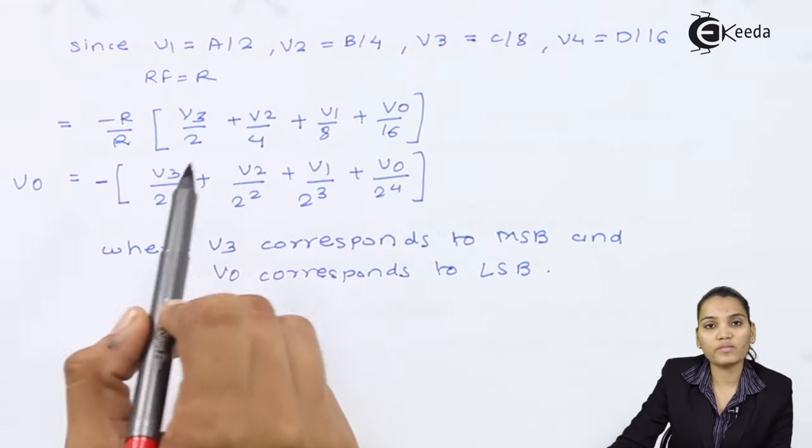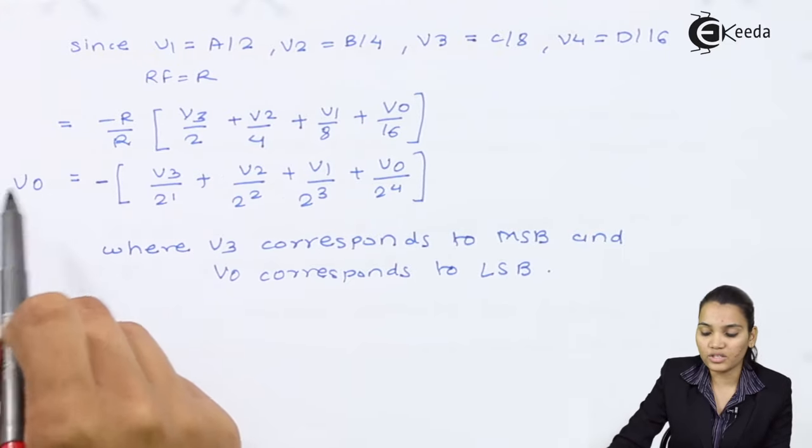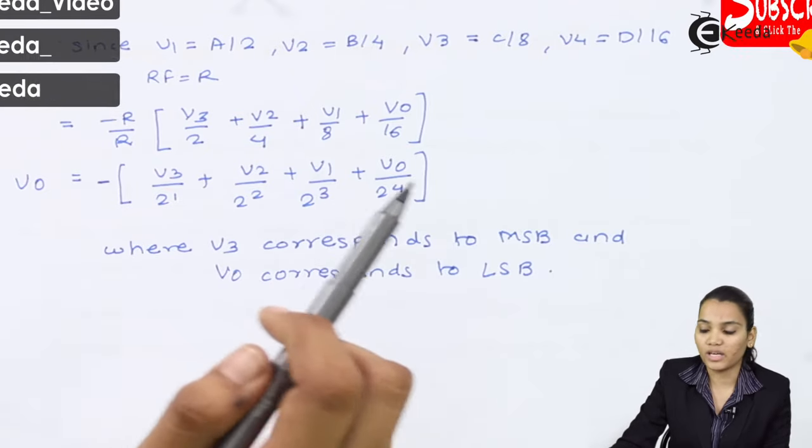V0, V1, V2 and V3 are the different input levels and this value, V0, will give us the converted value. That is why it is the D2A converter.